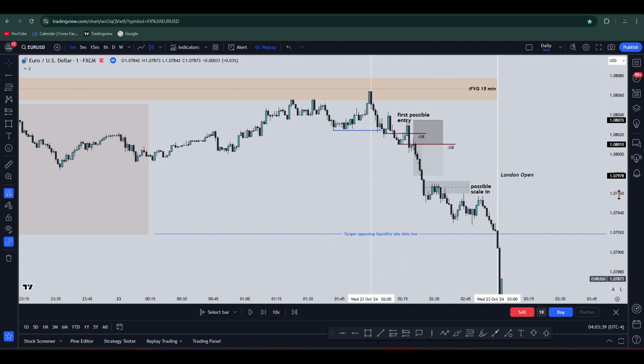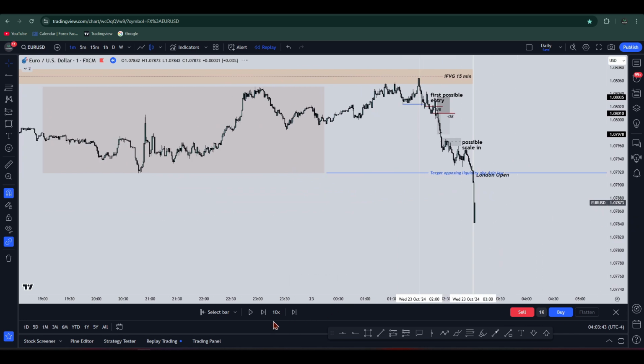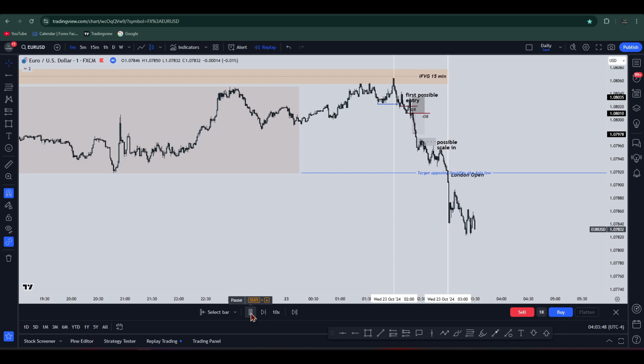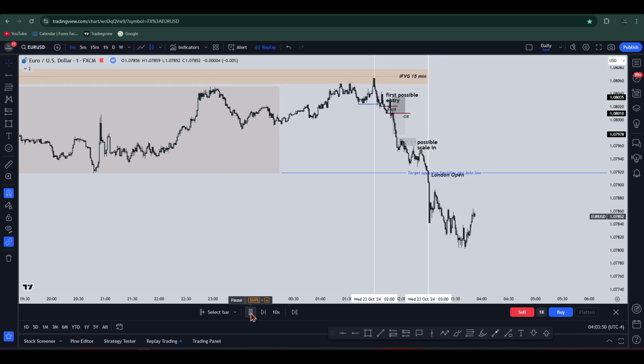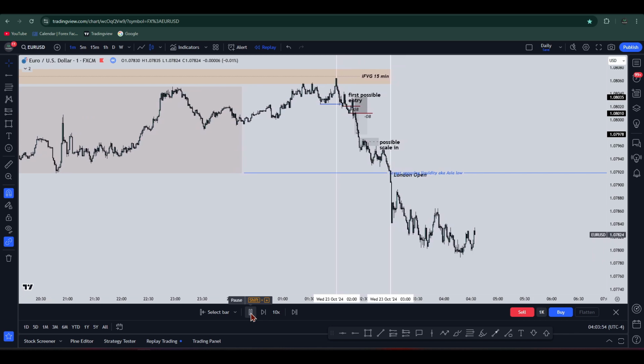And there we go. We have reached the Asia low at 3 a.m., so that's not random. We reached it at a key time, and then we proceeded to go lower and lower and lower.